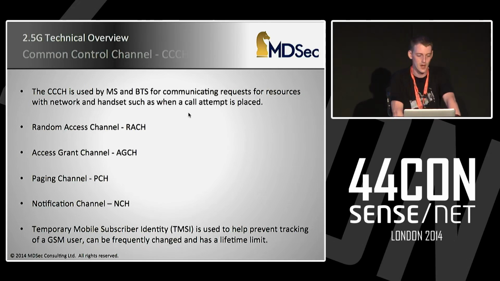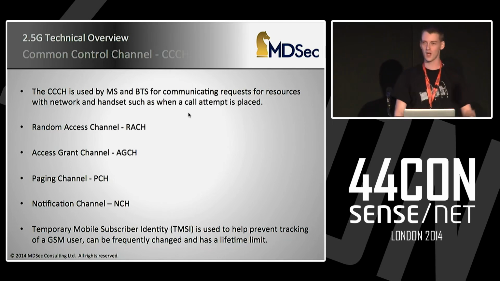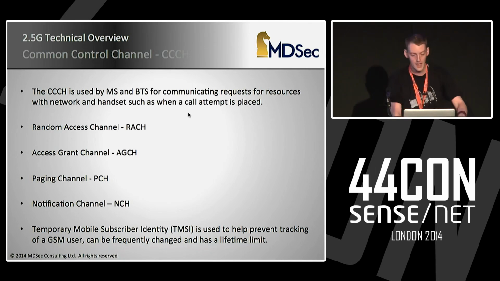So there's also the common control channel. The common control channel is used by a mobile station and BTS for communicating requests and resources. And it's essentially used for making a request to say, I want to make a phone call, so it makes a random access channel request, and then there's the access grant channel or paging channel and notification channel, and it's used for notifying the mobile station and requesting resources.